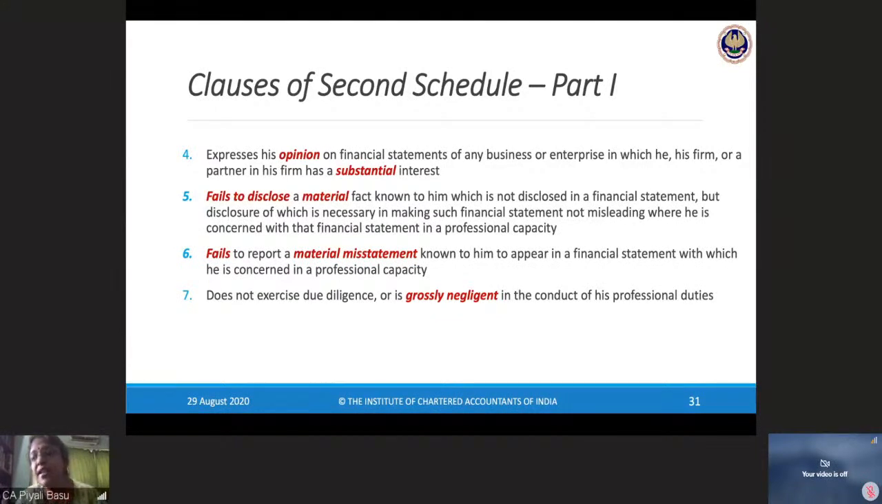Another example of gross negligence: we didn't complete the job on time. What happens? You're doing a tax audit, you couldn't complete your job on time, and the return was not submitted on time. The GST return was not submitted on time. Form 3AB was not submitted on time. Alright? And the client was penalized. It is a gross negligence on your part.